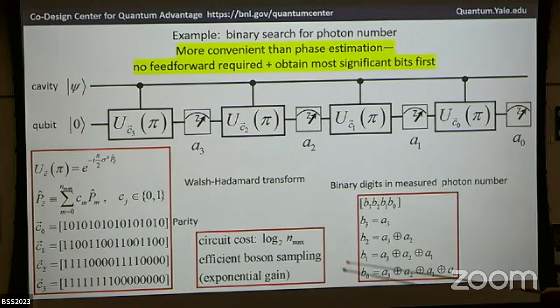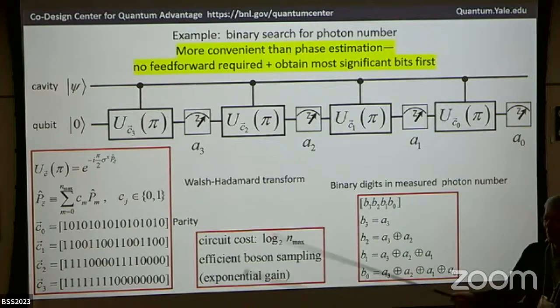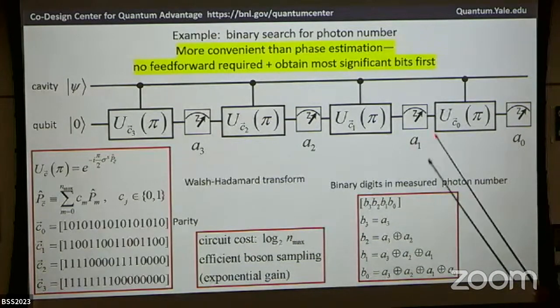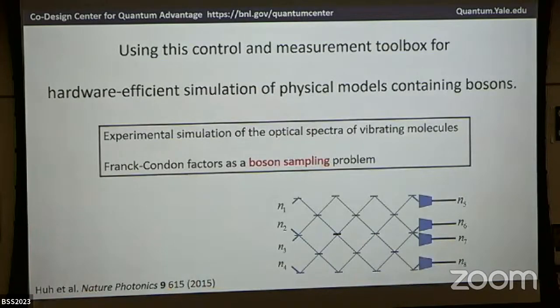Okay, and the circuit cost is only log of the maximum number of photons that you're going to allow yourself to distinguish. And this is exponentially more efficient than asking, are you 0, are you 1, are you 2, are you 3? Which is linear in Nmax. Okay, all right, so now those are all the tools.